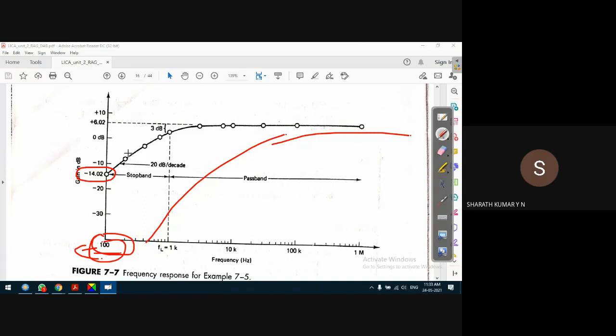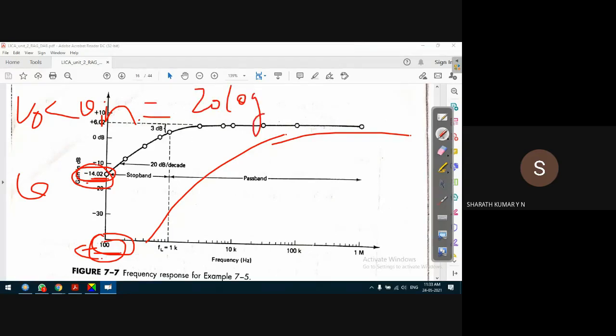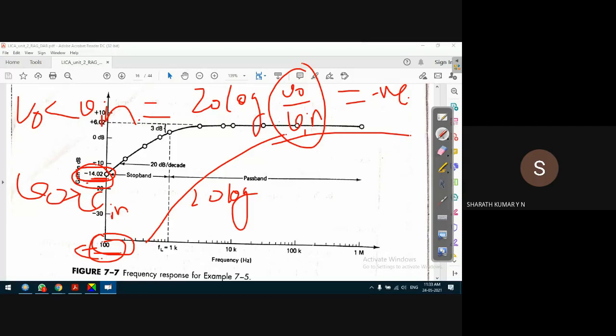Why is it negative? The gain becomes negative when V0 is less than Vin. Because we take 20 log of V0 by Vin, if V0 by Vin is a fraction, the gain will be negative. Whereas if V0 is greater than Vin, then 20 log V0 by Vin is positive. You can observe that after 100 hertz, the gain gradually increases and becomes positive.